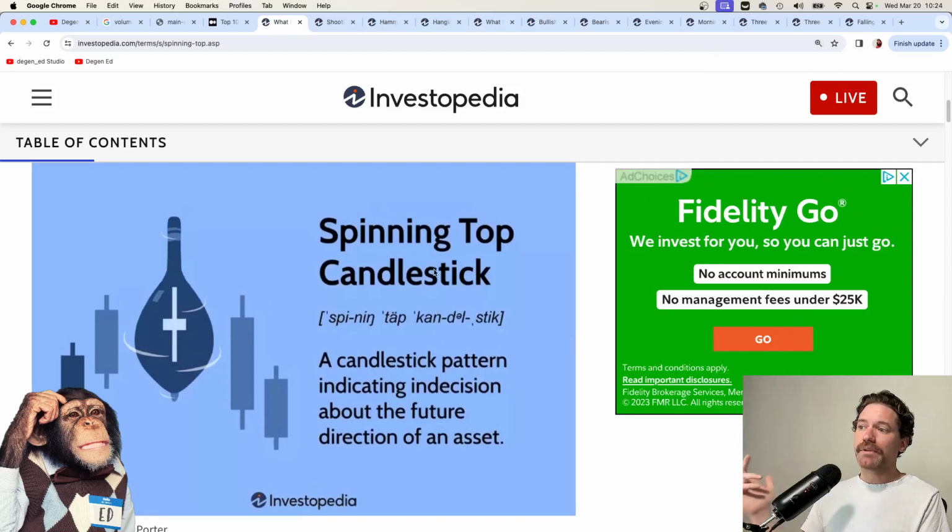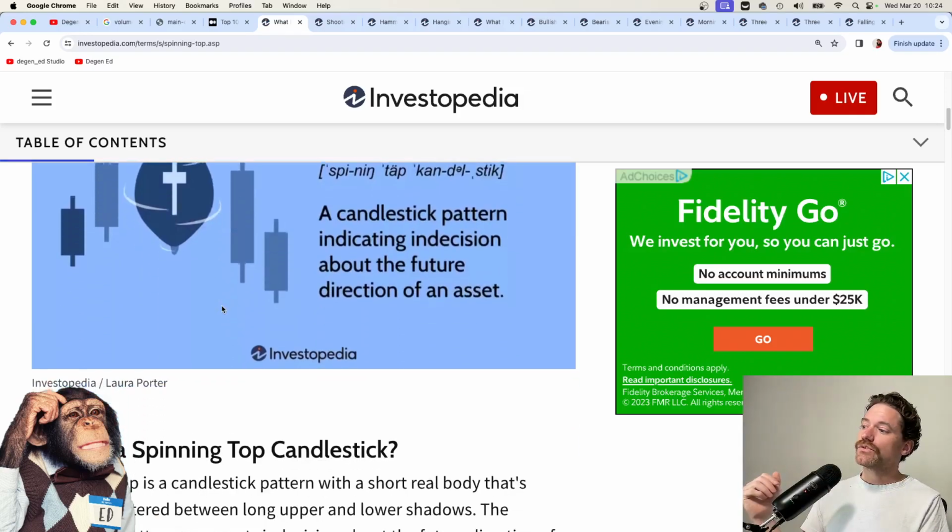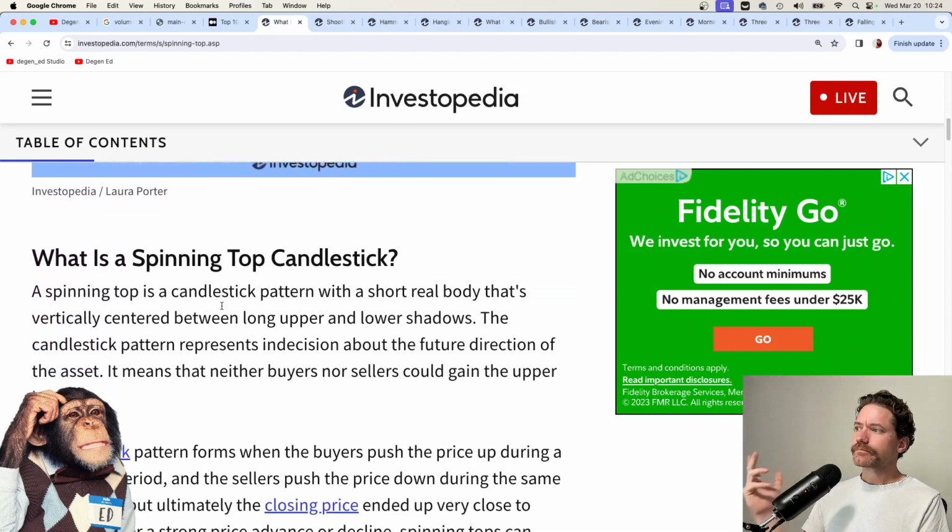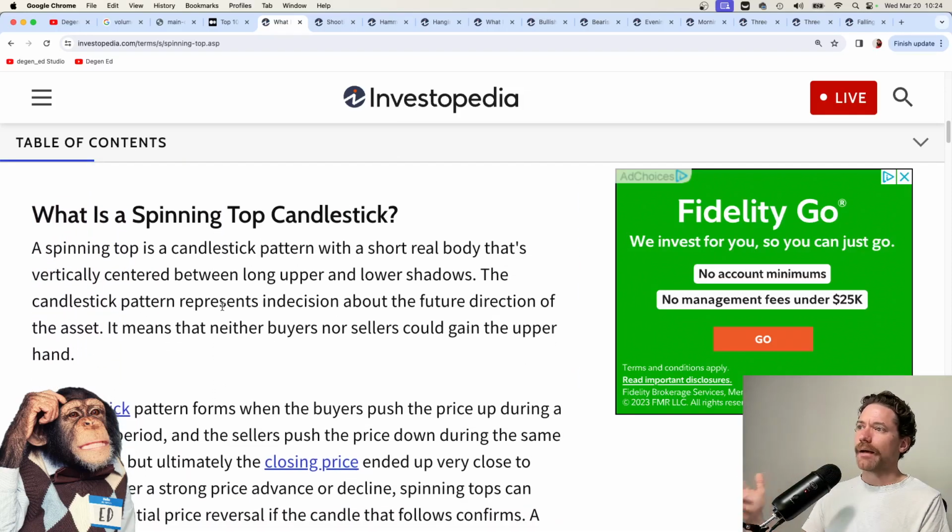A spinning top candlestick is a candlestick pattern indicating indecision about the future direction of an asset. So whether that's at the top as depicted here or at the bottom, it could suggest a reversal, but it's indecision. So it's tough to say. There's indecision in the market. It might continue, it might reverse. And so just scrolling down here, what is a spinning top candlestick?